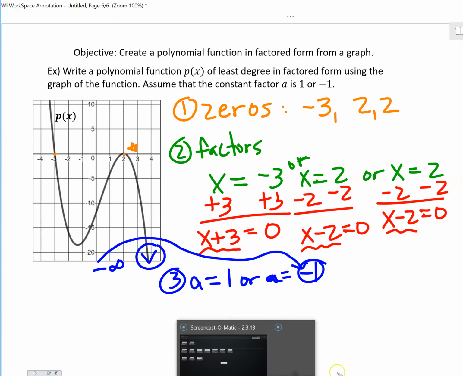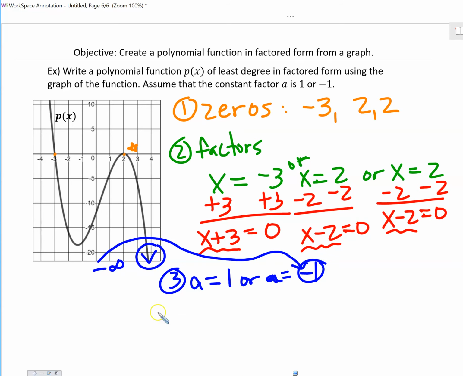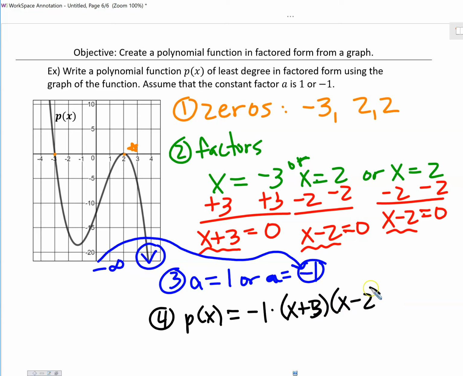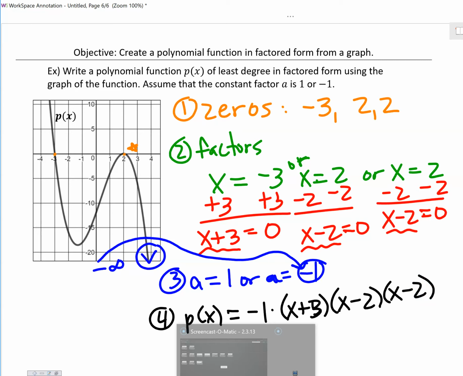So that's going to give us now a function, starting with p of x equals our a value of -1 times, this time we just have 3 binomial factors. So we get x plus 3 times x minus 2 times x minus 2 again. So we want to clean this up a little bit.